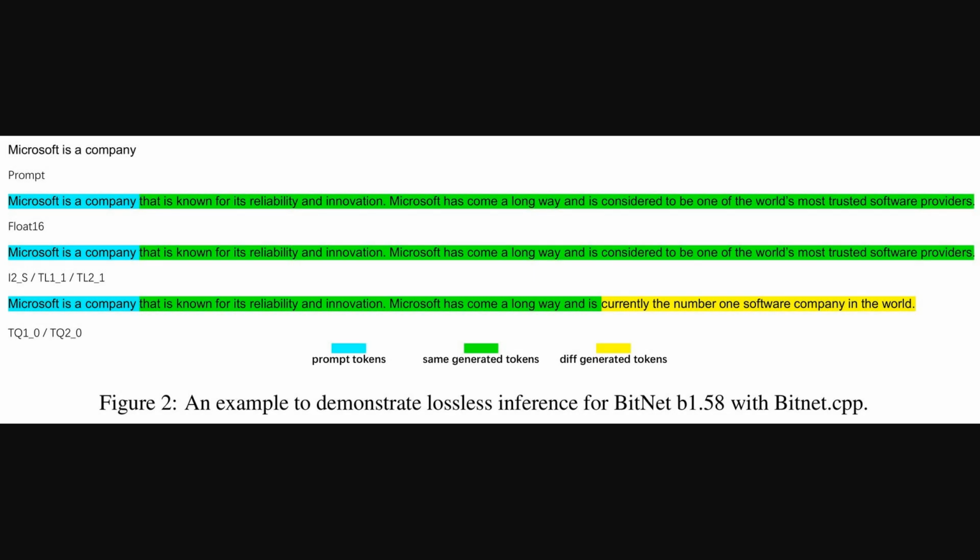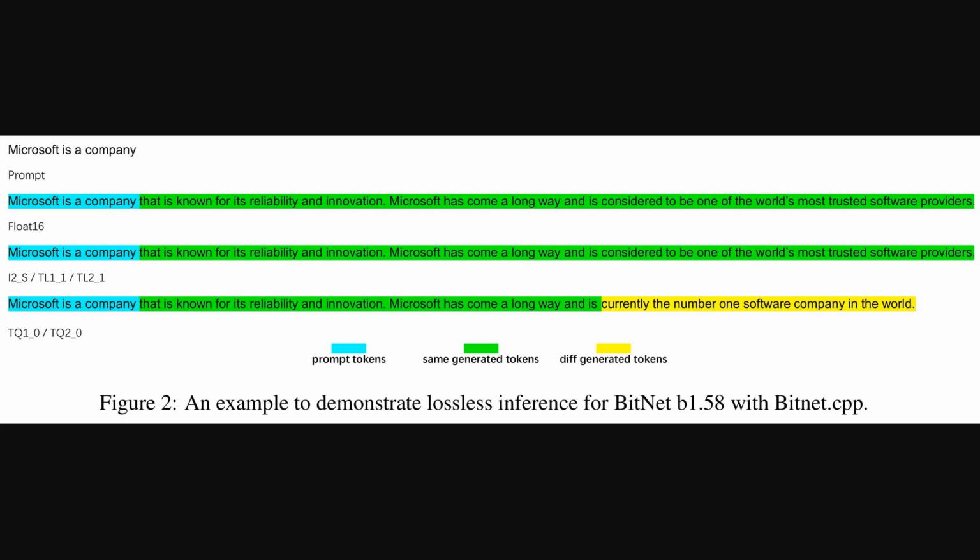Okay, so we saw the speed benefits in Figure 1, but what about quality? Speed isn't everything if the model output changes drastically, right? Well, Figure 2 here addresses that directly, showing an example of text generation to demonstrate the lossless inference capabilities of bitnet.cpp. You can see the prompt at the top, and then the output from the standard float16 model. Notice how the output from bitnet.cpp's lossless methods I2_S, TL1_1, and TL2_1 is exactly the same, identical to the float16 output shown in green.